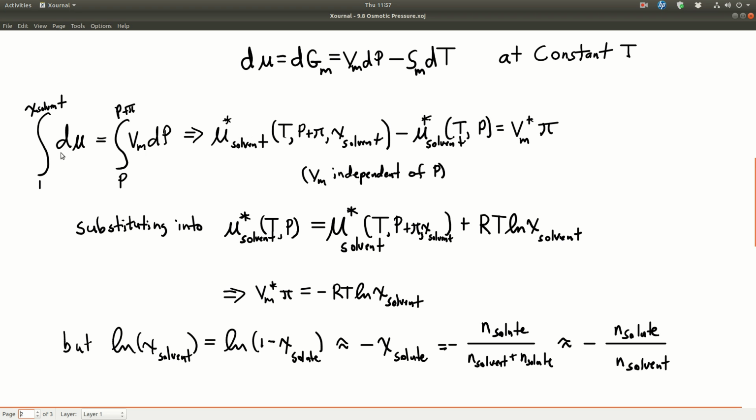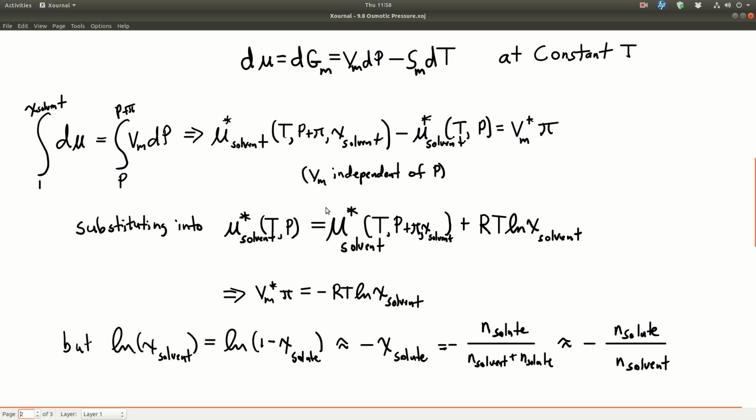So when we integrate the chemical potential, we just get the difference, after minus before. And assuming that the molar volume is independent of pressure, which is a really good assumption for a liquid, the volume will not change very much at all with pressure. We pull that outside of the integral, and we just get P plus pi minus P, which is just the osmotic pressure times the molar volume. The star just means it's the molar volume of the pure solvent. Substituting into the equation we got on the previous slide.